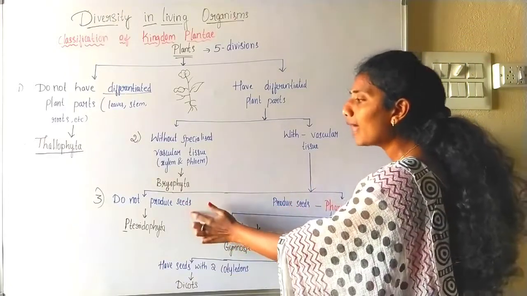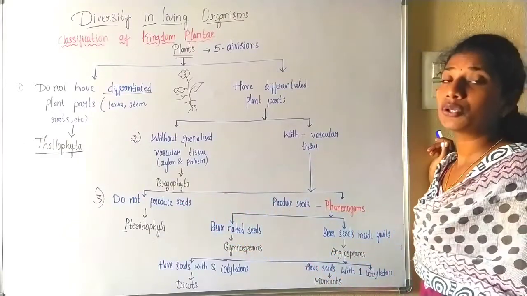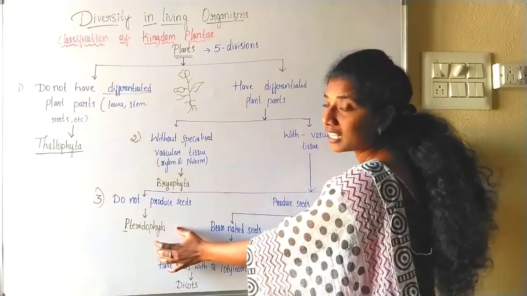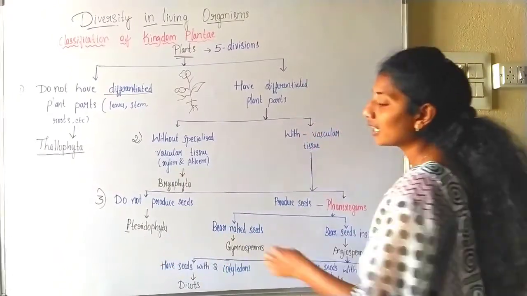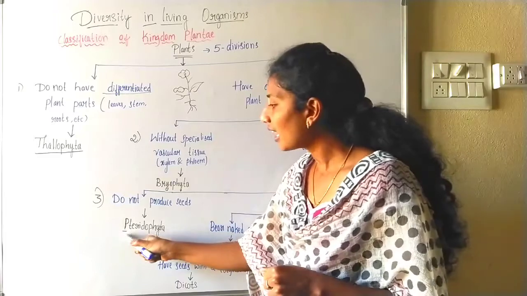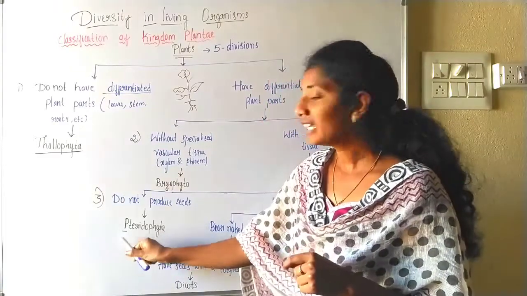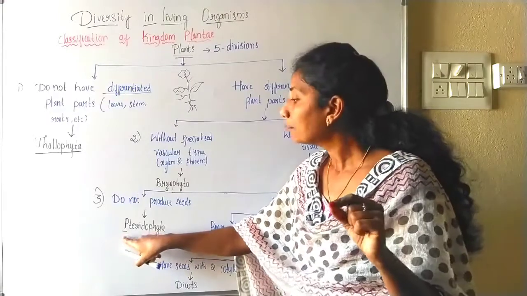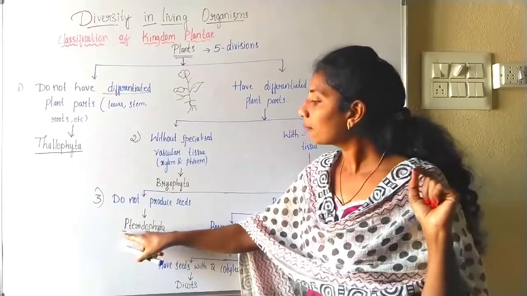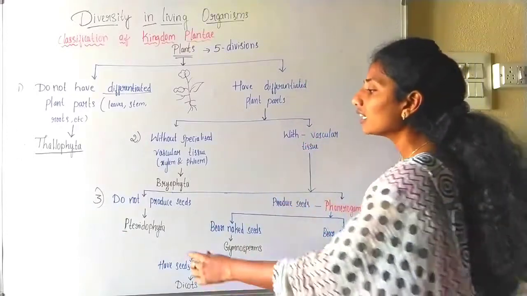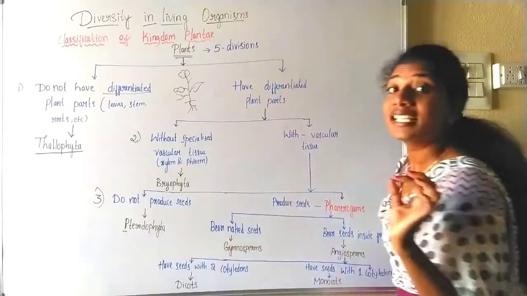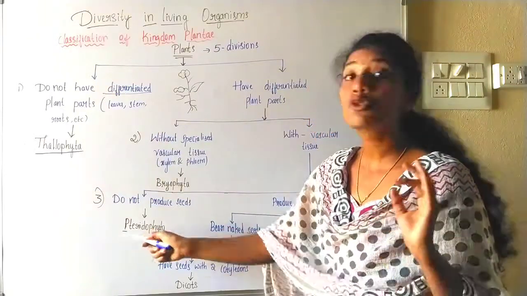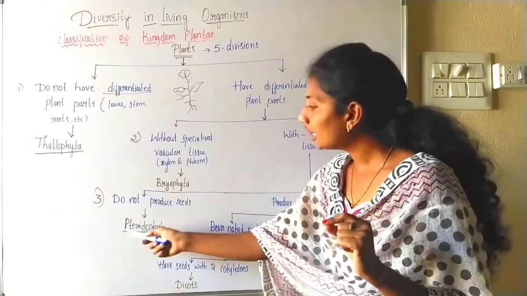So when plants are unable to produce the seeds, then such a group of plants is grouped as the division Pteridophyta. Students, see here I have underlined the P. So I need to remind you that P is silent here, so we only pronounce it as Teridophyta. Okay, it is Pteridophyta. Don't pronounce P, but when you are writing, you need to mention the P.